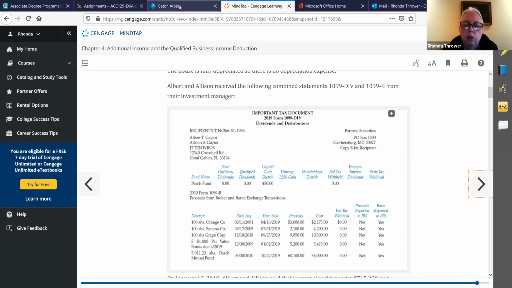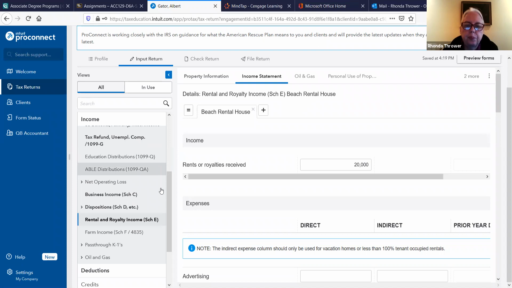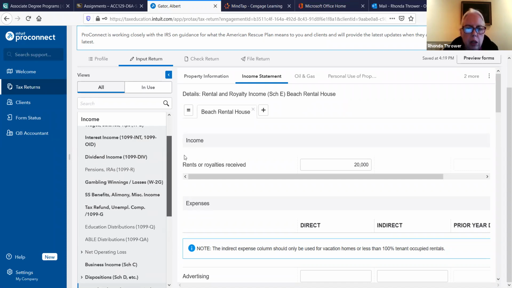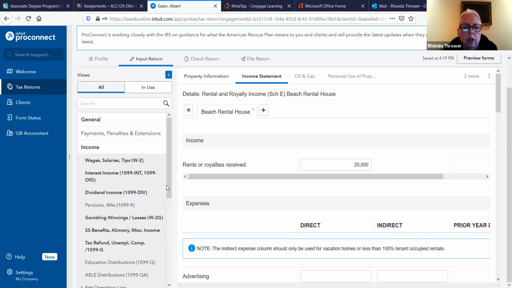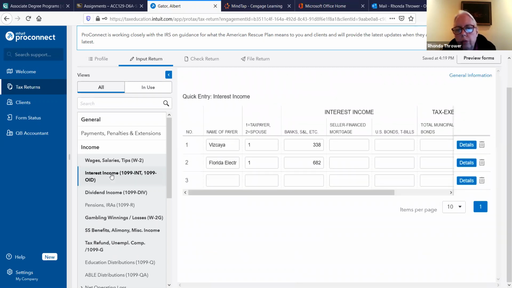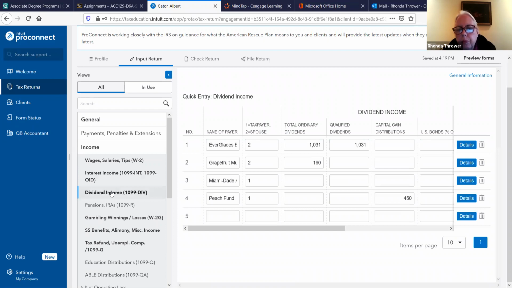So we're going to go back to our tax return, and I'm going to scroll up for just a minute here. And under income, again, this is going to be a distribution of income, and it's found on this form 1099 interest, I believe. So let me click on that just to make sure. No, it's not there. That was from the last problem. Okay, let's click on the dividend income.